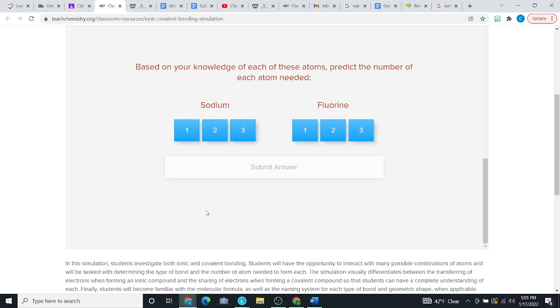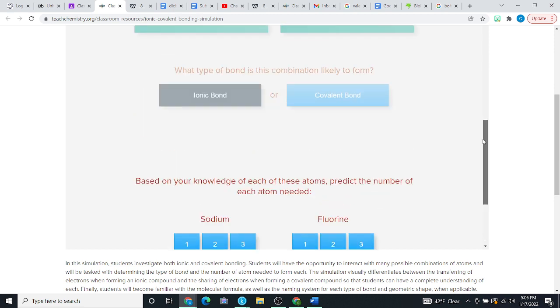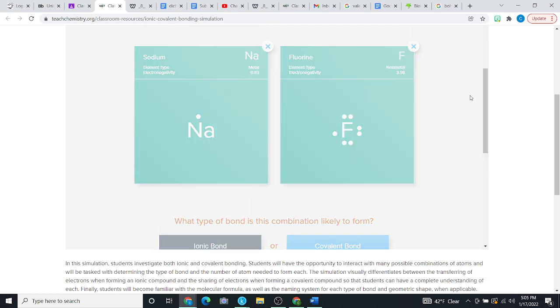Then it says, based on your knowledge of each of these atoms, predict the number of each atom. Now, if you look at this, sodium really wants to get rid of an electron, and fluorine really wants to get one. So if sodium gets rid of this, it's now full. Its shell that's below this is full. If it gives this electron to fluorine, fluorine's now full. They're both happy. So they really just need one of each.